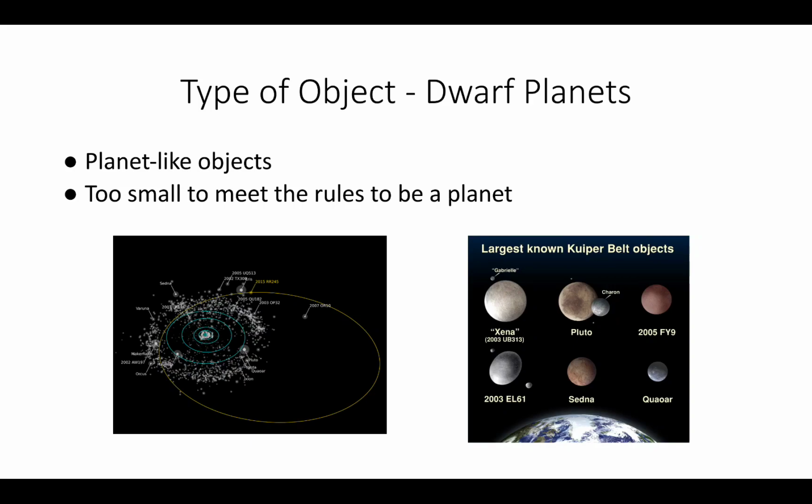And another type of object, dwarf planets. These are planet-like objects, too small to meet the rules to be a planet. The major one is that they've definitely not cleared their own orbit. So there are some examples of Kuiper Belt objects. You've got Pluto there with its moon. And then a bunch of other things that you can look up if you wish.